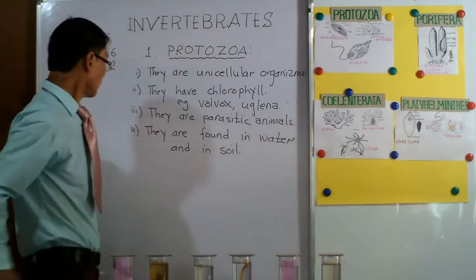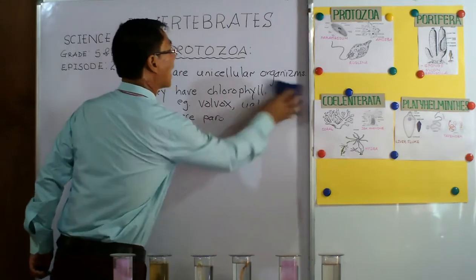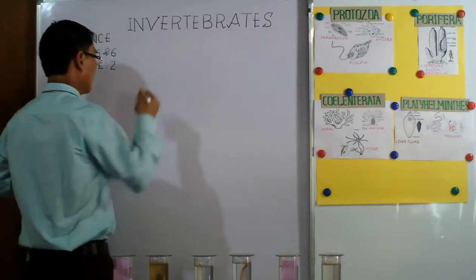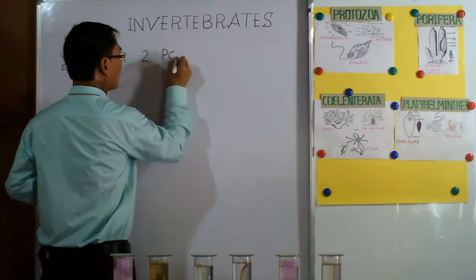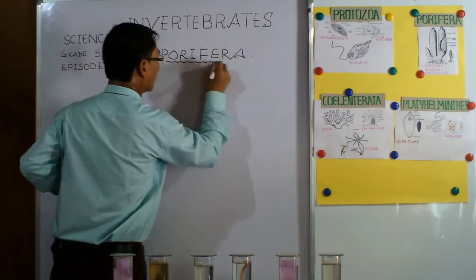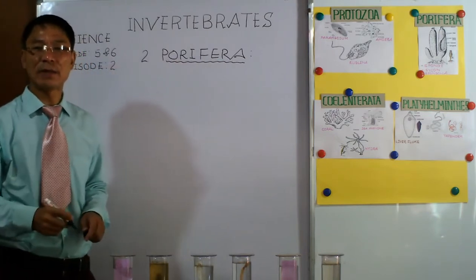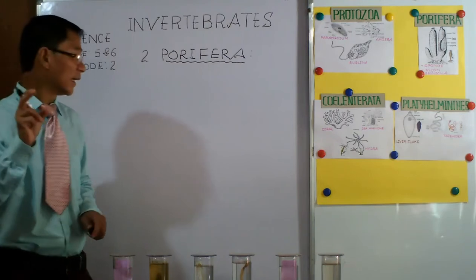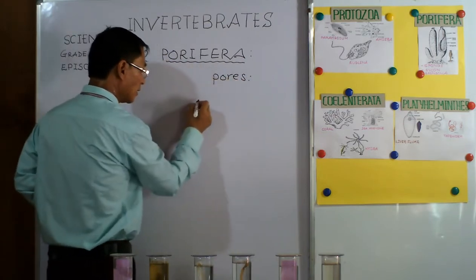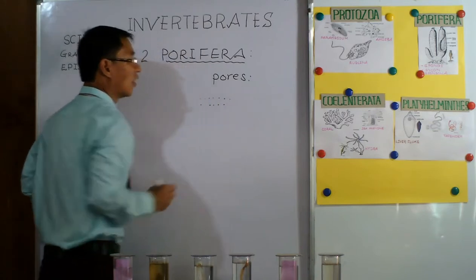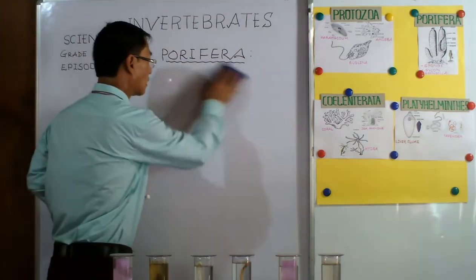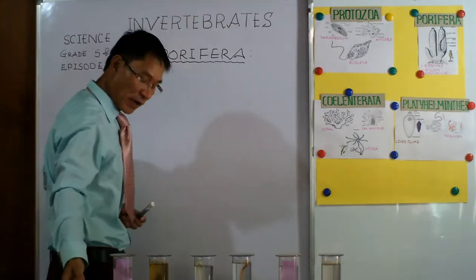Now, dear children, I think it's clear for you. Now let's go back and learn some of the characteristics of Porifera. Number 2 is Porifera. P-O-R-I-F-E-R-A. This is Porifera. The word Porifera is derived from a Latin word which means pores. I think you have learned about pores. Pores means small holes on the surface of the body. Now, let's find out about the characteristics of Porifera.